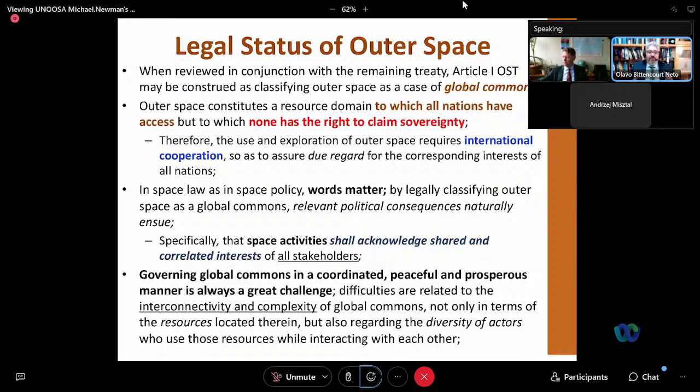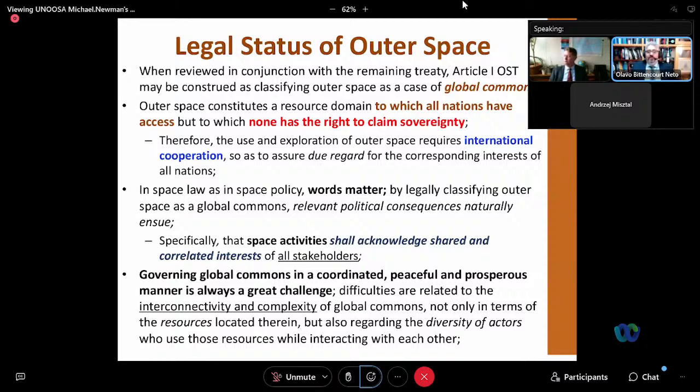Therefore, the use and exploration of outer space requires international cooperation so as to assure due regard for the corresponding interests of all nations. And of course, this is really complicated because international cooperation is not simple, specifically when we address strategic uses of outer space.